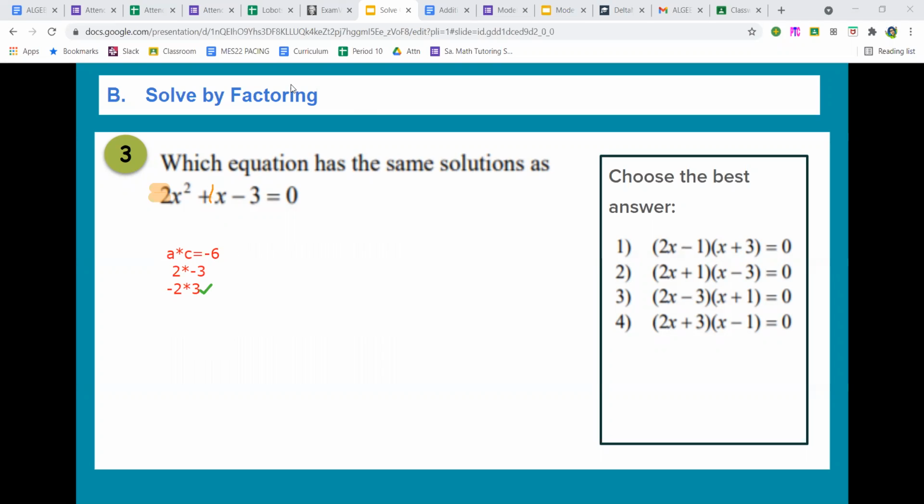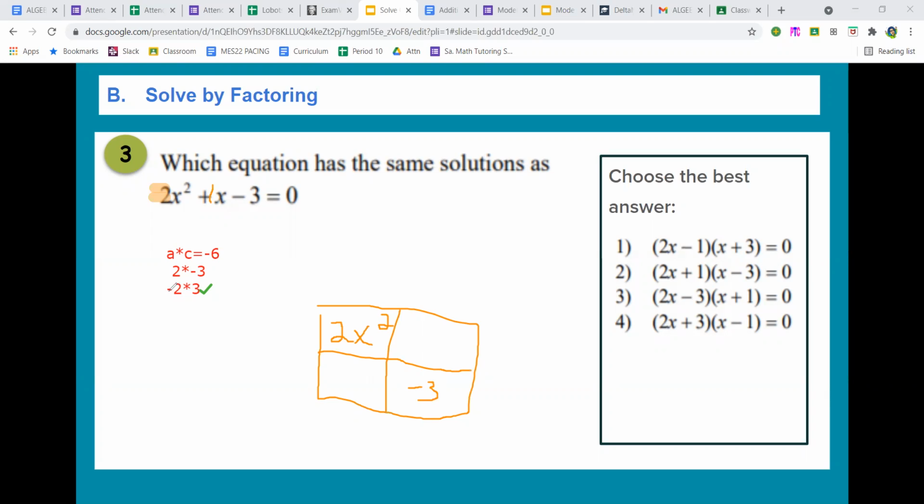So now let's use the box method of factoring. You could also use trial and error. That's totally acceptable, but I always like to give you some sort of tool. So we're going to put the first term in the first box, 2x squared, and -3 in the last box.